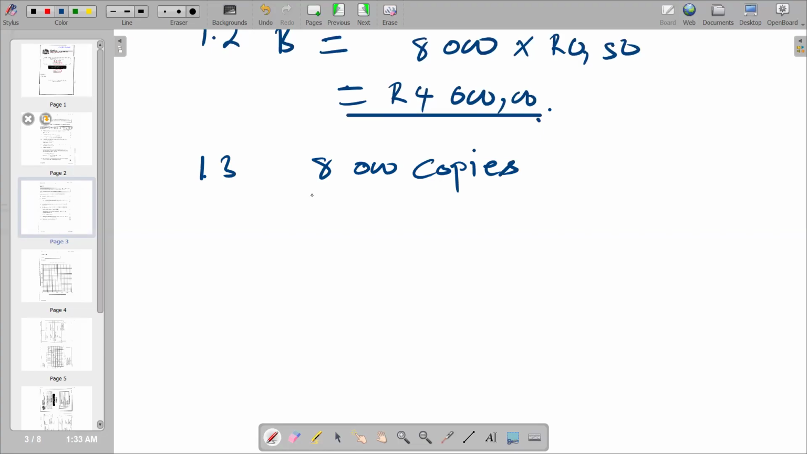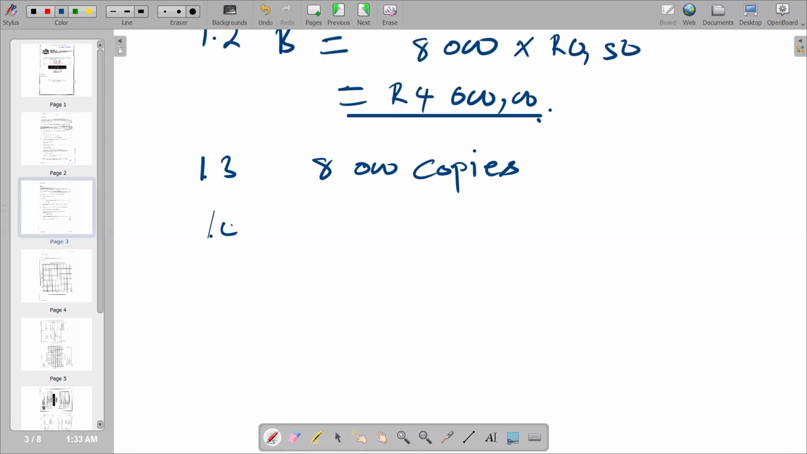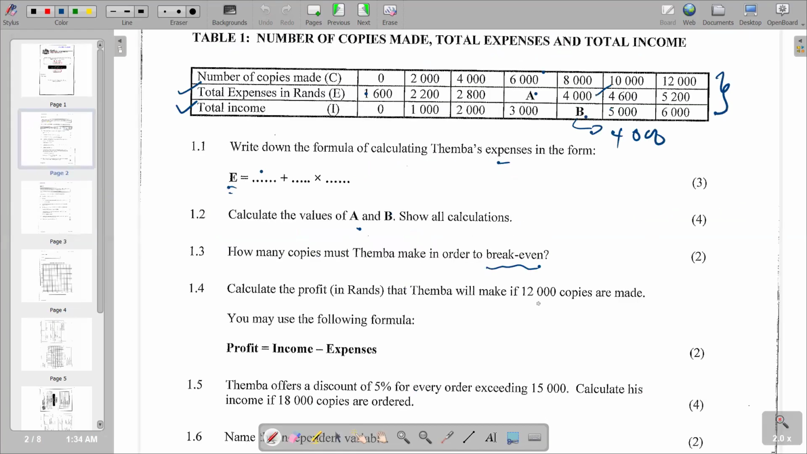Calculate the profit in rands that Temba will make if 4,000 copies are made. You may use the following formula, which says profit is equal to income minus expenses. So for 1.4, we are saying profit is equal to income minus expenses, according to the formula that we are given. Then from there, we can calculate income at 12,000 copies.